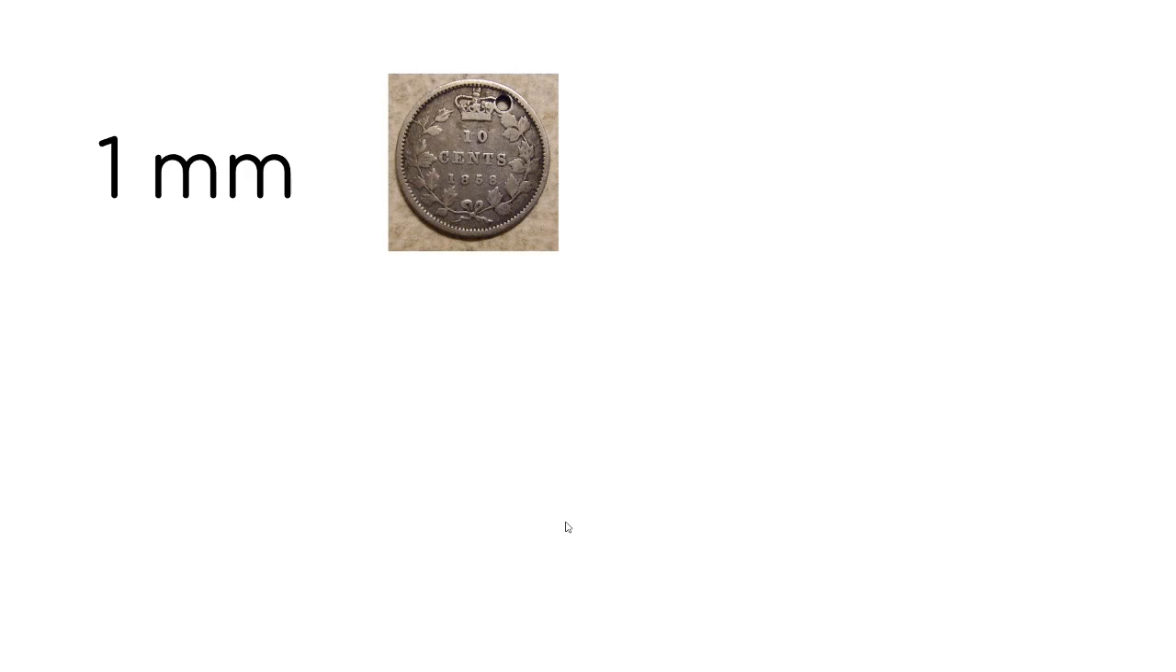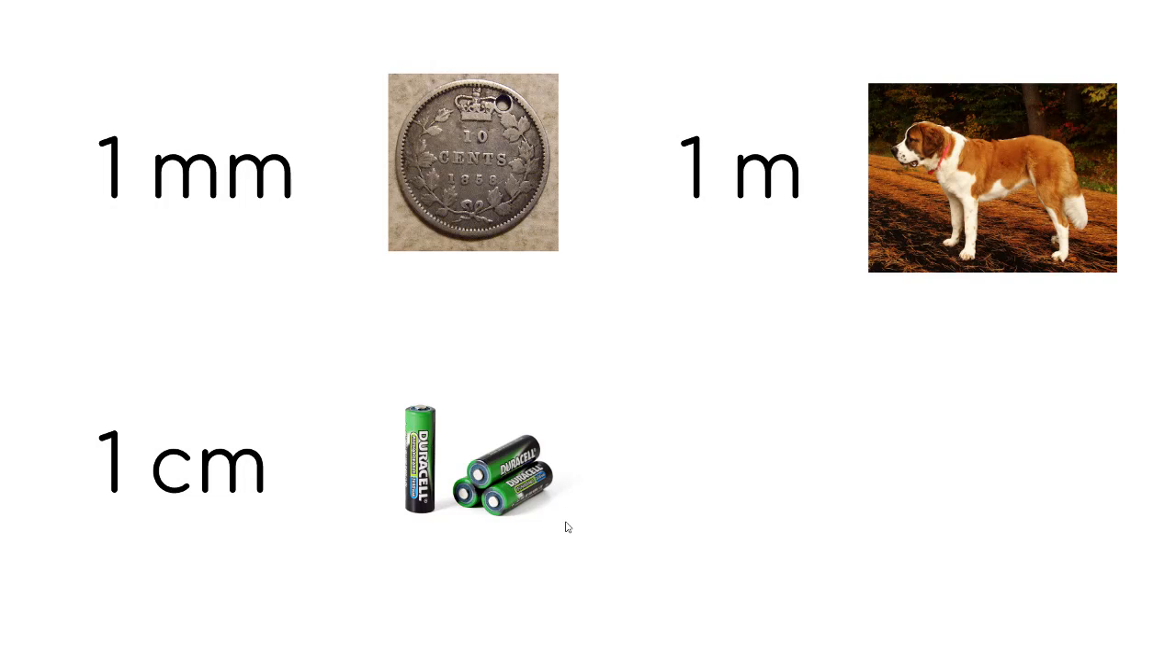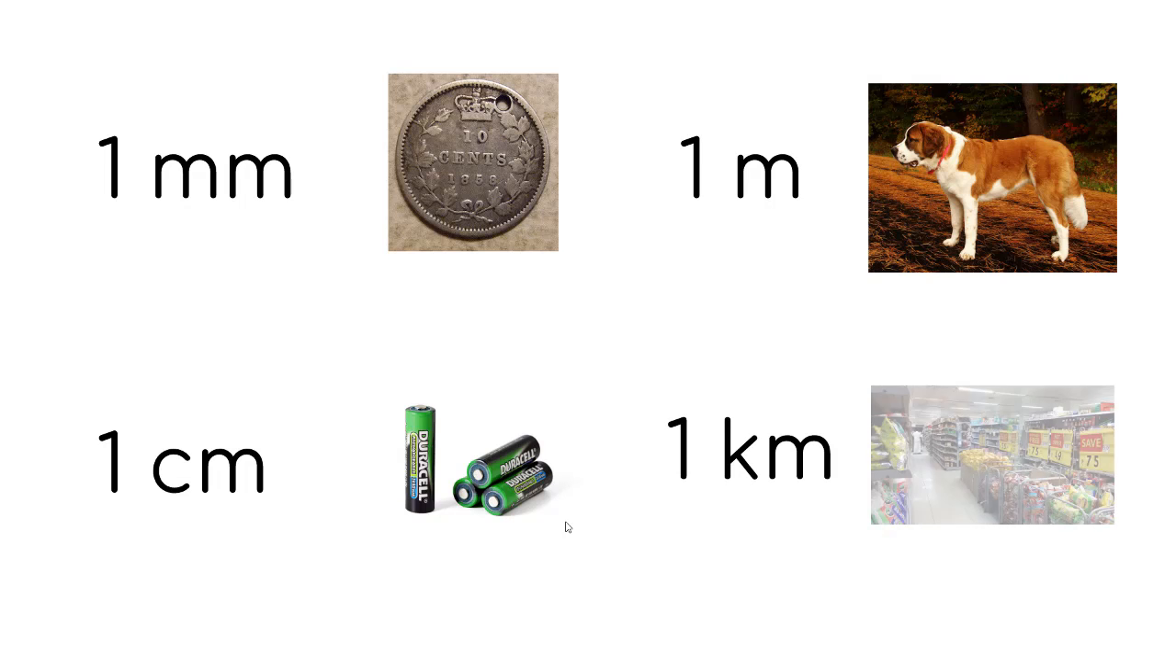One millimeter is about the thickness of a dime. If you turn a dime on its side, that's how big a millimeter is. A centimeter is about the diameter of the top of a AA battery. A meter is about the height of a large dog, say a Saint Bernard. And a kilometer, for me, is about the distance from my house to the nearest grocery store.